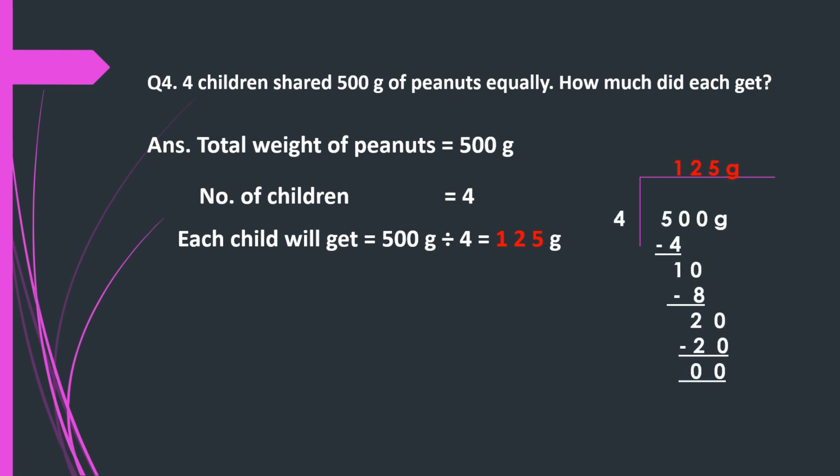Now see, 4 ones are 4. Now 5 minus 4 is 1. Then bring down the next number, that is 0. So it will become 10. Now 4 ones are 4, 4 twos are 8, 4 threes are 12. Now 12 is bigger than 10, so you will take 2 times. 4 twos are 8. Now 10 minus 8 is 2. Then bring down the next 0. It will become 20. Now 20 comes in the table of 4 5 times. So write 5 on the quotient. 20 minus 20 is 0. So your remainder is 0. After that, there is no number. Only grams is written. So write down grams above also. So your answer is 125 grams. Each child will get 125 grams.